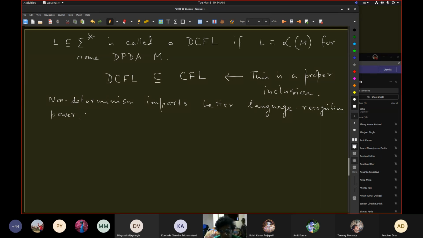You have seen, for example, for finite automata, non-determinism can make certain finite automata exponentially smaller in size in terms of the number of states. Okay. And here, non-determinism essentially gives better language recognition power. So this is good. And the question is why? How do I prove this? Okay. I will just give you a hint.